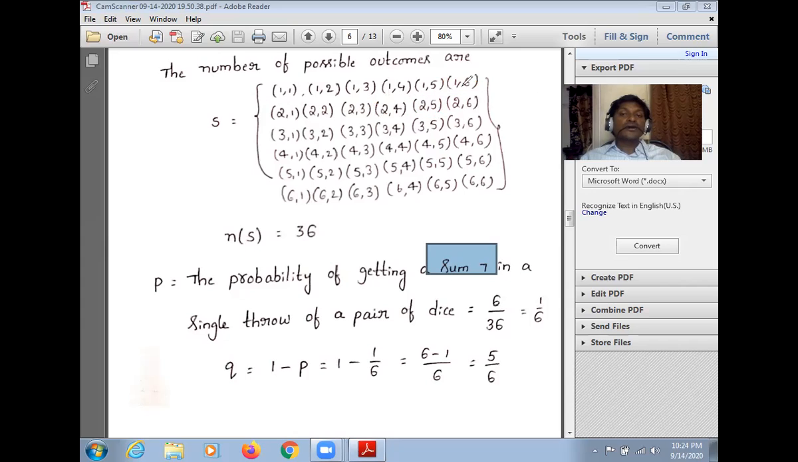So here it is once again. 1 plus 6 is 7, and next 2 plus 5, next 3 plus 4, next 4 plus 3, next 5 plus 2, and next 6 plus 1. So these are the 6 possibilities, right? What are the 6 possibilities here? 1 6, 2 5, 3 4, 4 3, 5 2, and 6 1. Do you get any other than these 6 anywhere?